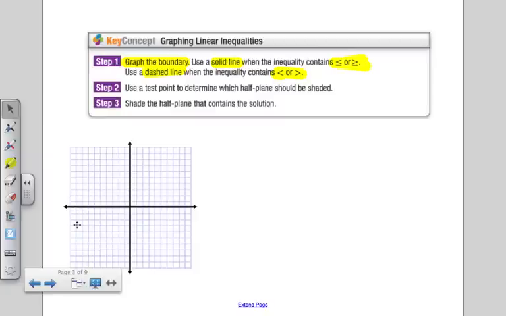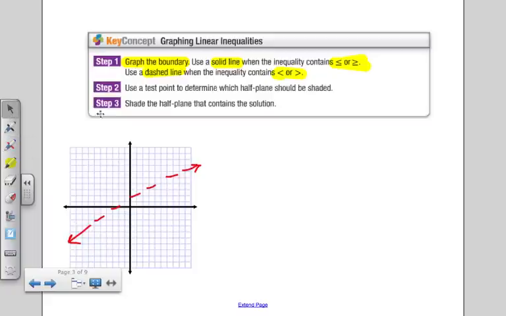So say our inequality was less than or greater than, then I would use a dashed line. See, I'm not very good with these tools, but I'm working on it, guys. Okay. All right, and that's our boundary. And we know it's just less than or greater than because it's a dashed line.